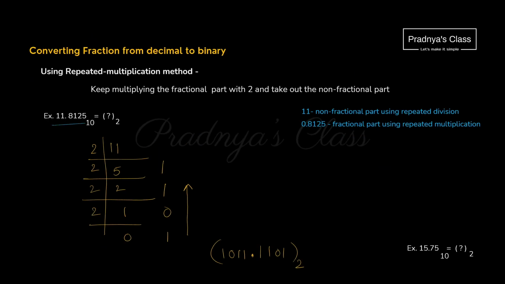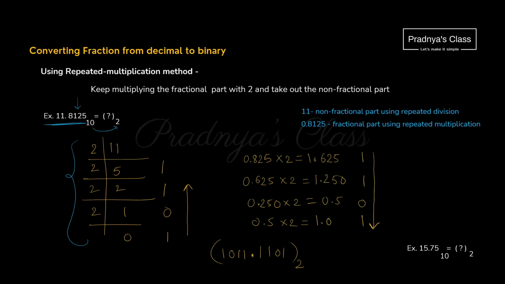Hey, what if we have fractional number? For the non-fractional part, we will follow the same process. Here we are converting decimal to binary number system. So we are repeatedly dividing by 2, noting down the remainder from bottom to top. But what about this fractional part? For that we will be following this process. We have to multiply that fractional part by 2. For non-fractional part we need to divide, but for fractional part we need to multiply.